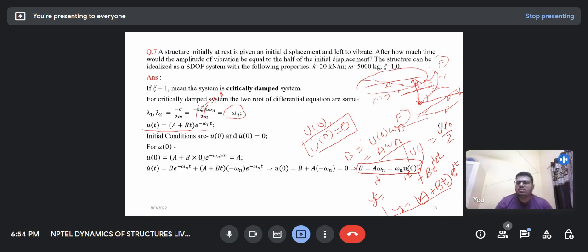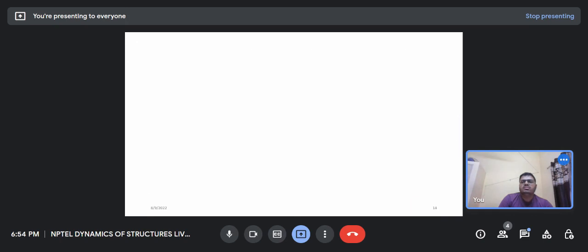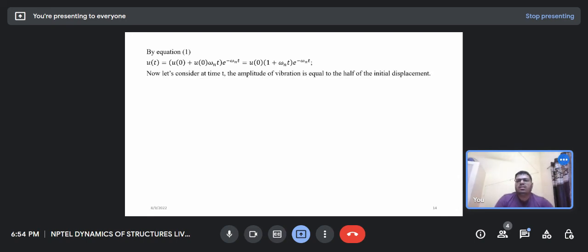Now put the values of a and b into this equation, and you will find that a is equal to u0 and b is equal to u0 omega n. So if you give the value, u(t) is equal to (u0 + u0 omega n t) into e raised to power minus omega n t. Take out the u0.